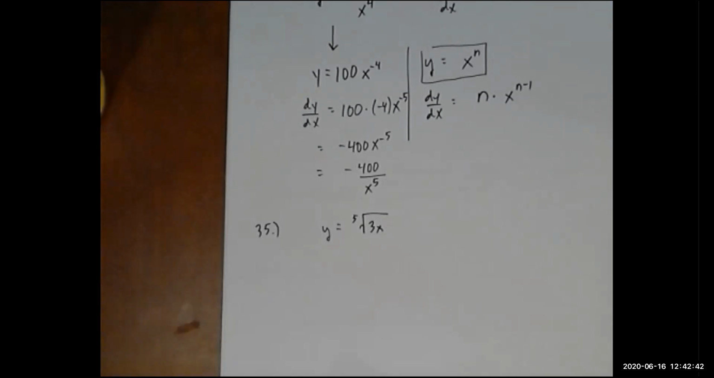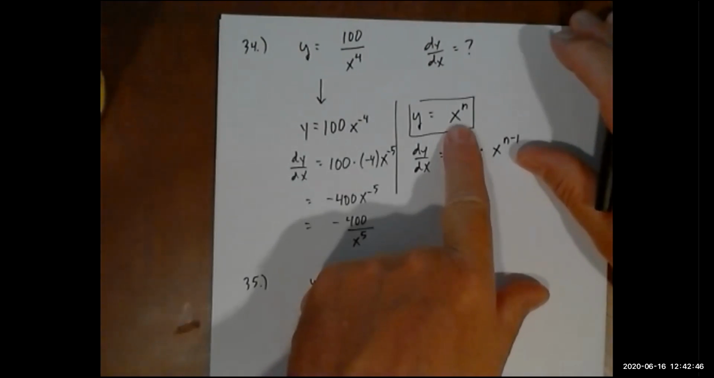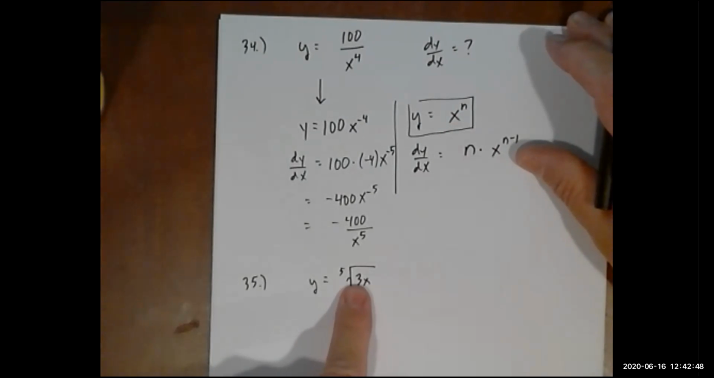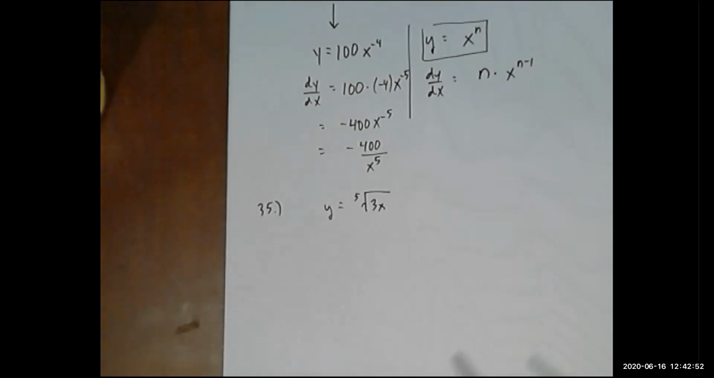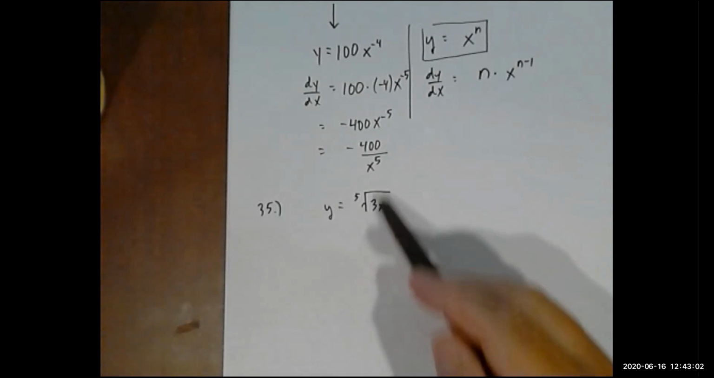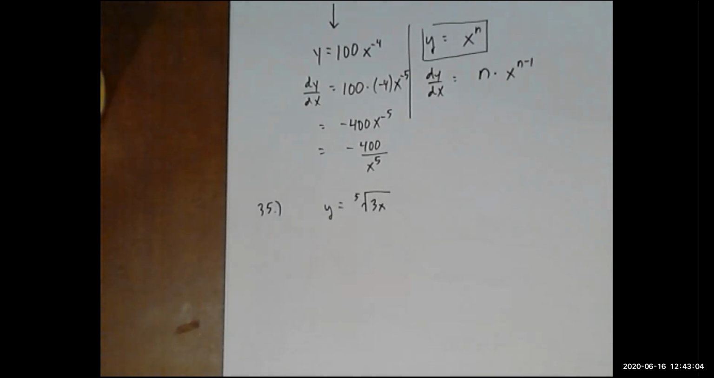Here's problem 35. Once again, what's the power rule? The power rule says I have the variable raised to an exponent. I don't have that here. However, we have these things called rational exponents, and rational exponents and radicals are flip sides of the same coin. We can rewrite them back and forth.